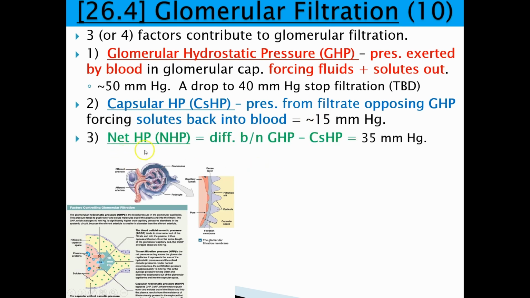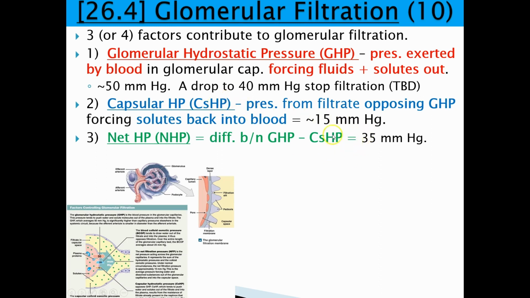Combined, that gives us our net hydrostatic pressure. This is why I say it's actually these two components. So this is not a singled out factor, right? This is why I say it's really 3 factors that contribute to it. But if we want to consider this as a separate factor, then it'll be 4. So notice you're going to take the difference between hydrostatic pressures. When we do that, we get 35 millimeters of mercury.